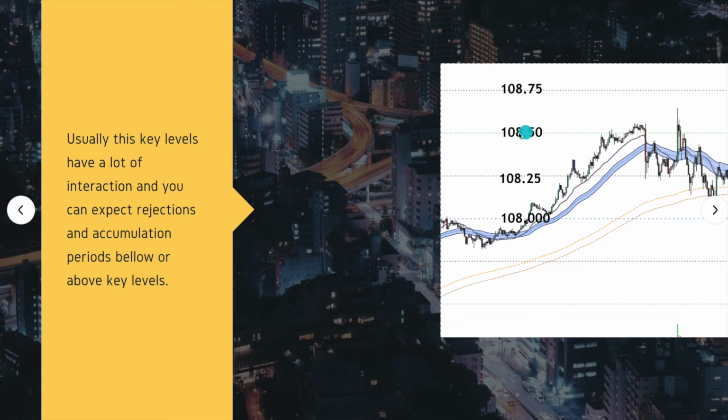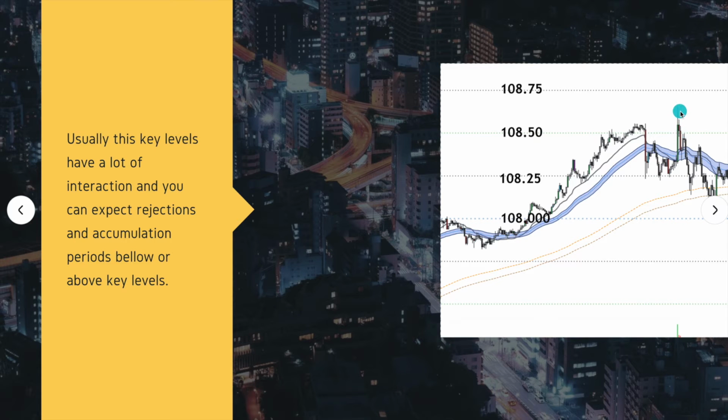This is the half level, 108.50. As you can see, usually there is some interaction here, like some rejections, some accumulation above. What does it mean? It means that market makers are preparing to push the price down. And as you can see, the price is going to interact where? Previous key level.